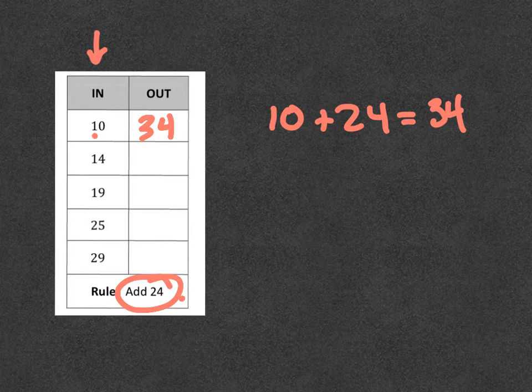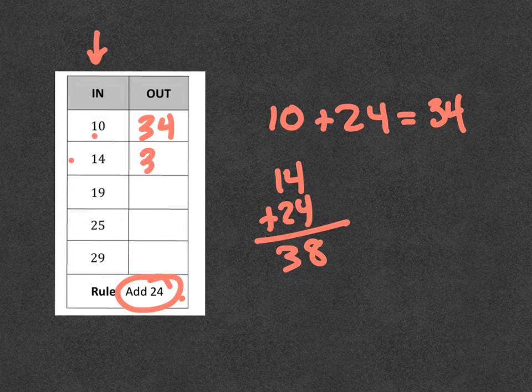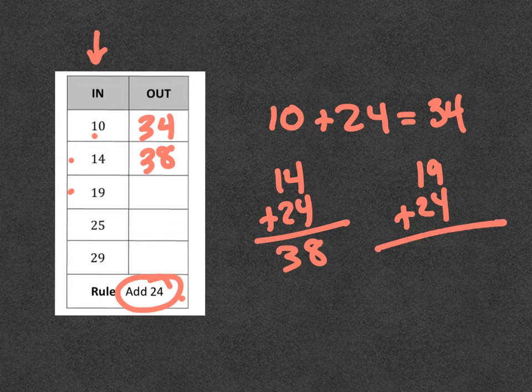Next, we have 14, and we're going to add 24 to it. So 14 plus 24 equals 38. The next one, we've got 19 plus 24. If we add this up, we get 43.